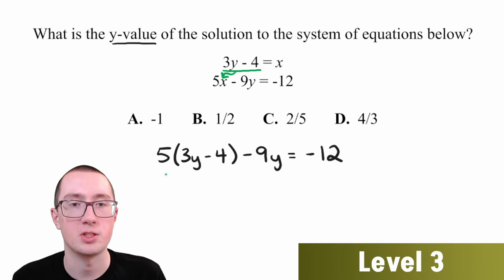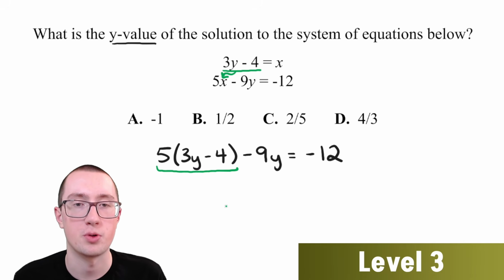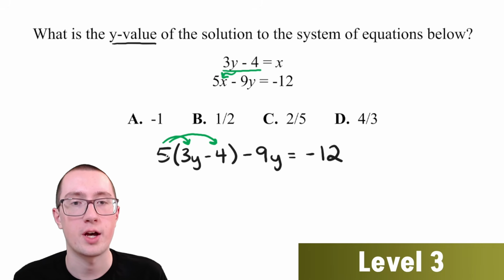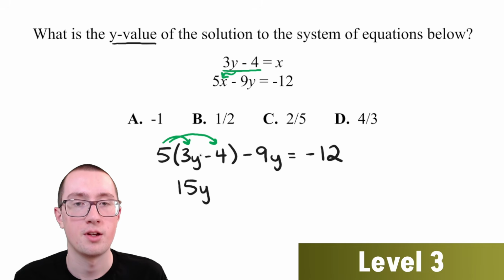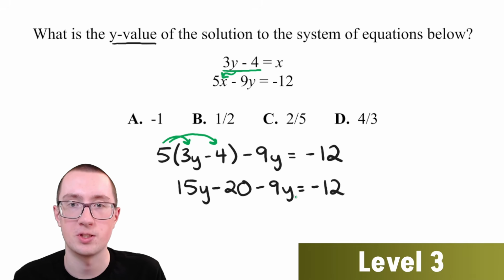The first thing that I'm noticing we can do here is the distributive property because we have a number in front of parentheses. So we need to multiply the 5 out to the 3y and to the minus 4. So 5 times 3 is 15, and then the y stays. And then 5 times negative 4, well, 5 times 4 is 20, and we have one minus sign, so the minus sign stays. And then the rest of the equation is going to stay the same as it was before.